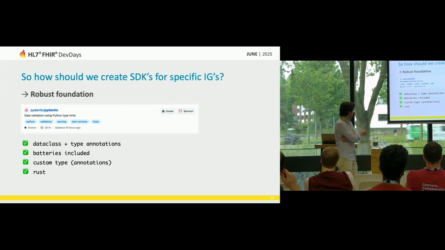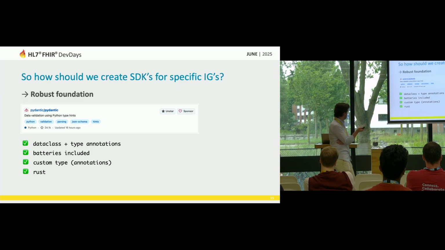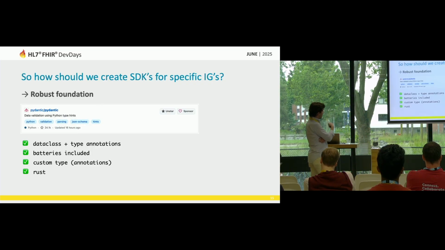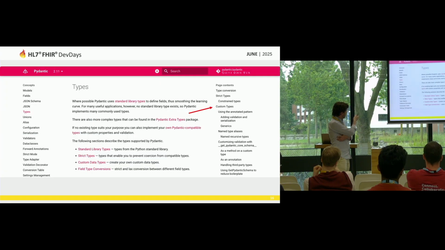It provides a data class with type annotations, serving both as type checking and validation. It comes with a lot of validators included in the package, and you can add custom types. There is a page on the Pydantic website where you can define custom types, and it's super handy when you're validating FHIR data.